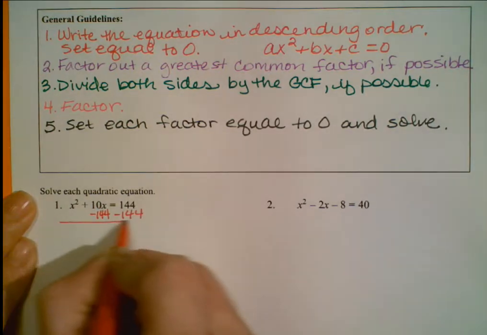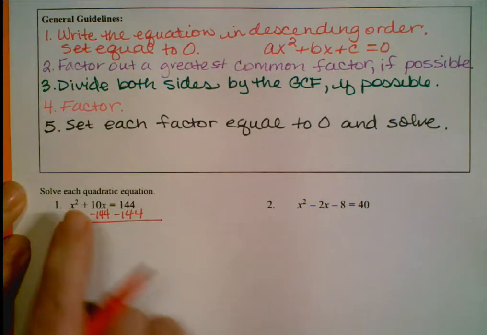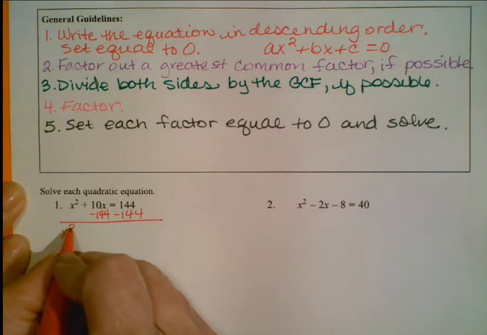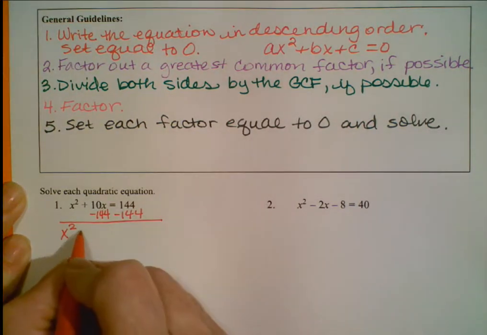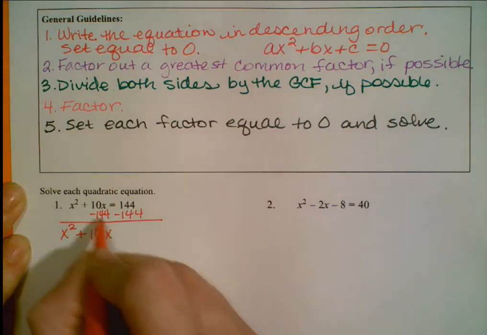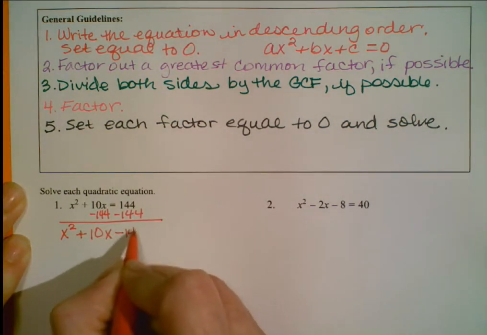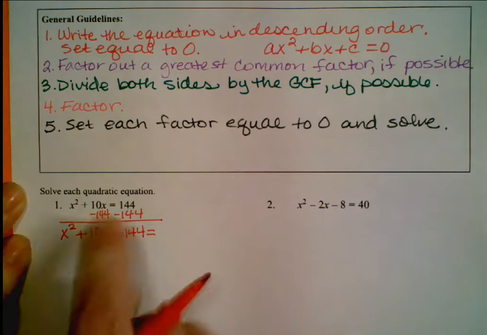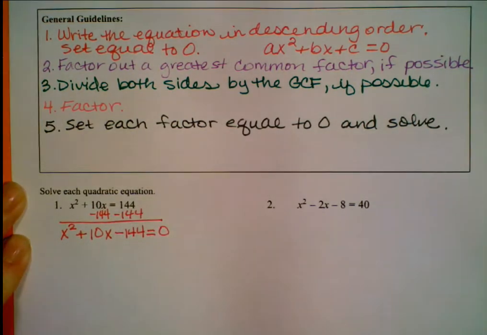What that's going to do on this side, we want to leave the quadratic term, the term with the exponent of 2, at the front. Then descending order tells us the single x term goes next, and the constant, the negative 144, is going to follow that. On the right side, we end up with 0.